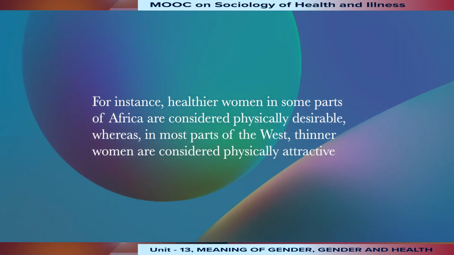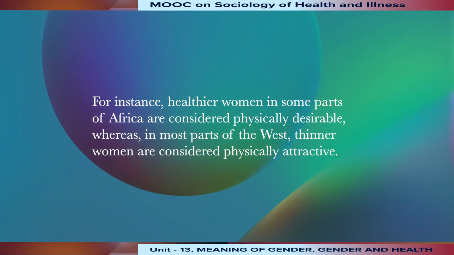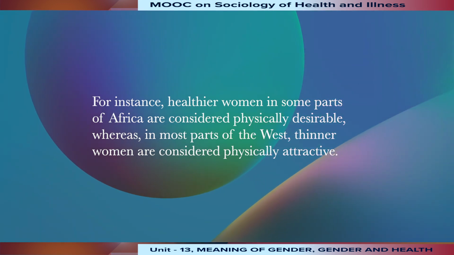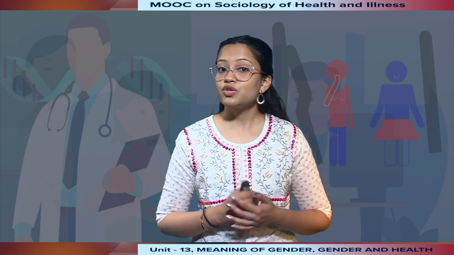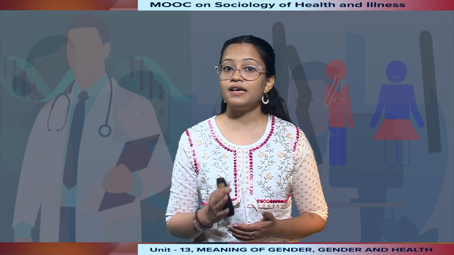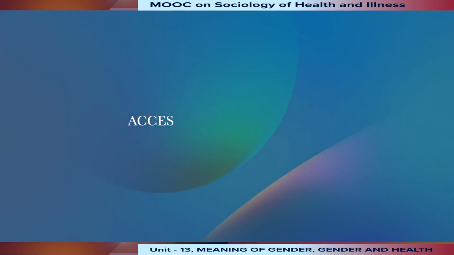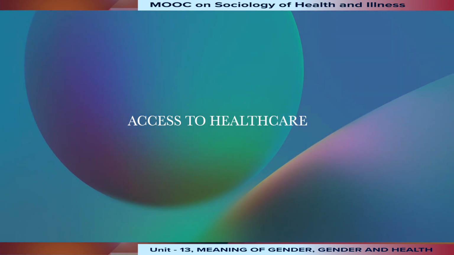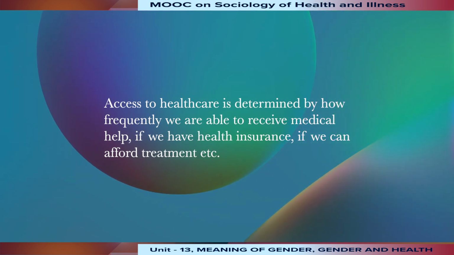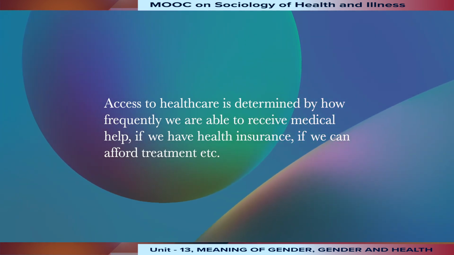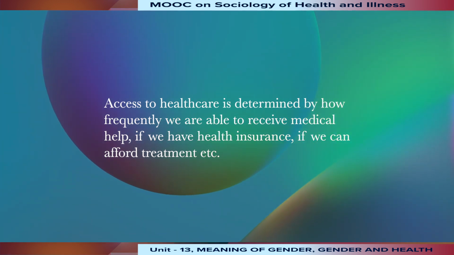For instance, healthier women in some parts of Africa are considered physically desirable, whereas in most parts of the West, thinner women are considered physically attractive. We will discuss such socially constructed standards in detail in the upcoming classes. Now let's proceed to the last determinant. Number 4, access to healthcare. Access to healthcare is determined by how frequently we are able to receive medical help, if we have health insurance, if we can afford treatment, etc.